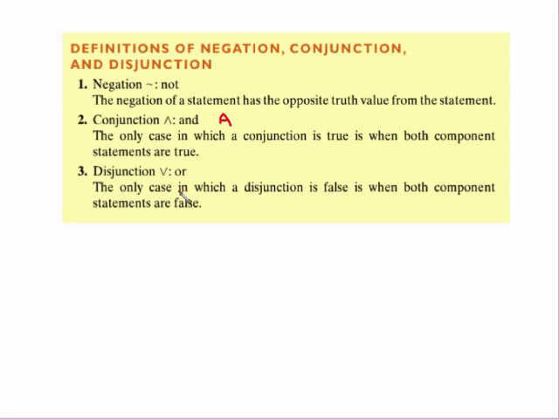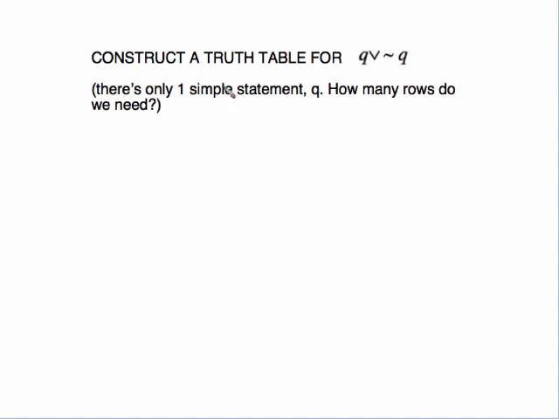The only case in which a conjunction is true is when both component statements are true. Disjunction, which is the V, is or. The only case in which a disjunction is false is when both component statements are false. So let's construct a truth table for Q or not Q. So there's only one simple statement, Q. Do you know how many rows you would need? Well, if I only have one simple statement, Q, what can Q be? Q can either be a true statement or it can be a false statement.